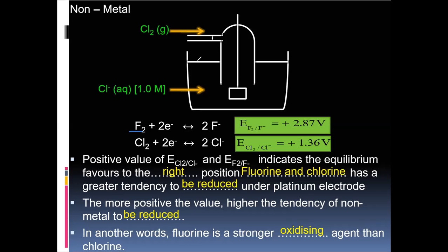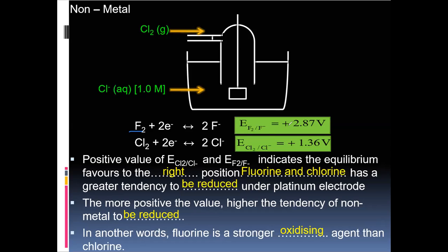Okay, that is for metal. Now looking at non-metal, like chlorine. If we have chlorine gas passed into this tube, and you have a solution that contains chloride at 1.0 molarity, you'll be having your reaction this way. This is F2 + 2e- to give you 2F-. You have Cl2 + 2e- to give you 2Cl-.